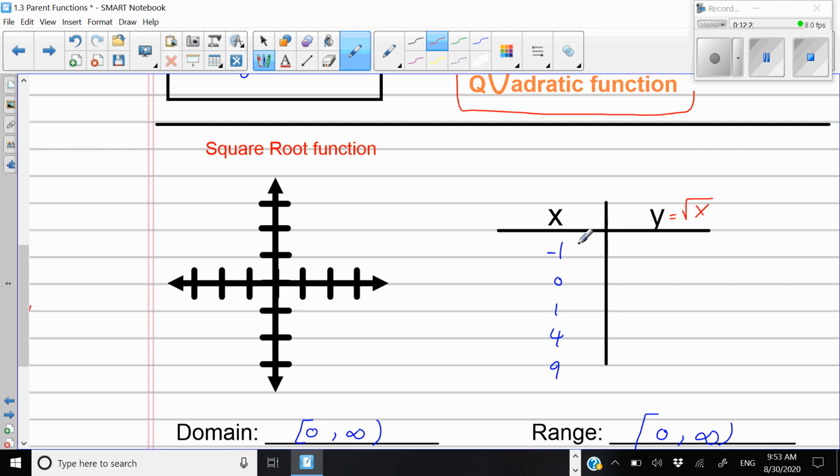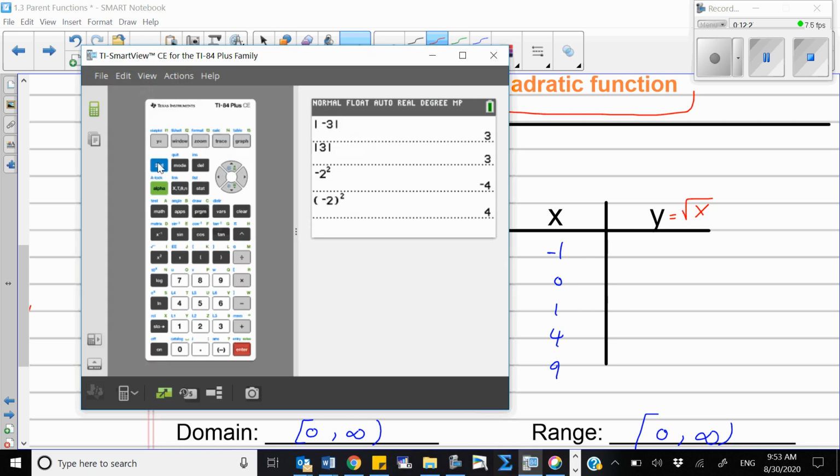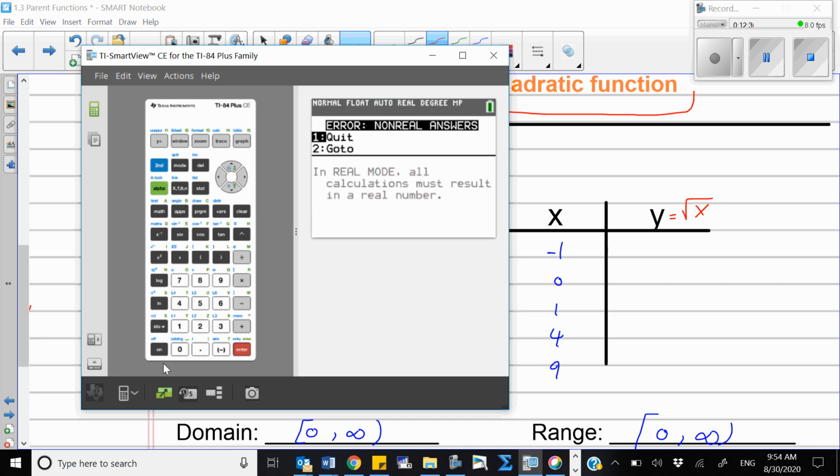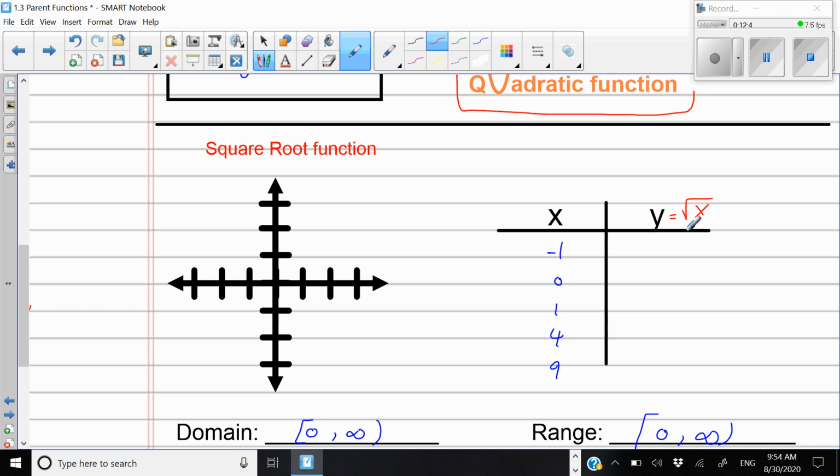If I give negative 1 to x, let me show this to you, what happens. I'm going to use a calculator and give negative 1 to this, and we are going to get an error, non-real answers. We know that on the radical we can never have a negative number, so for negative 1, basically my function is undefined. It's not defined for negative values.